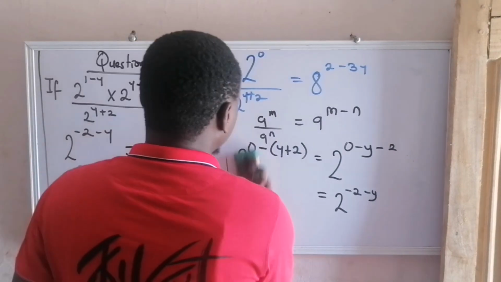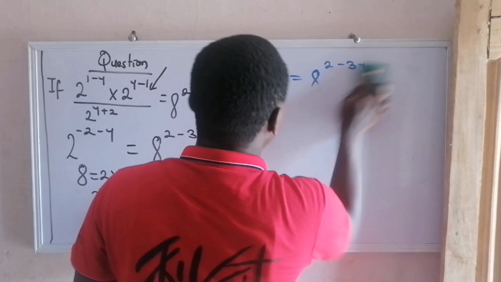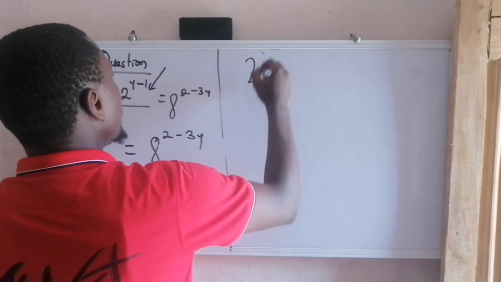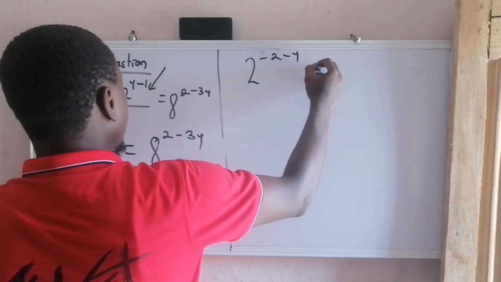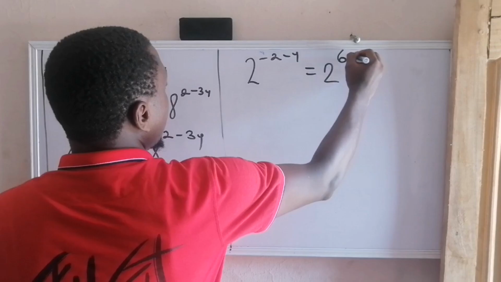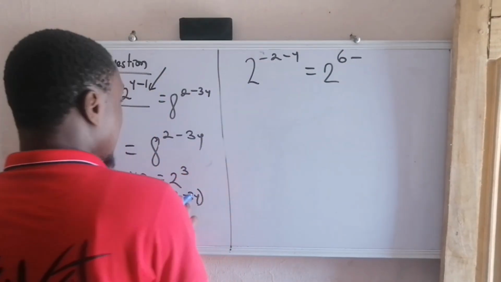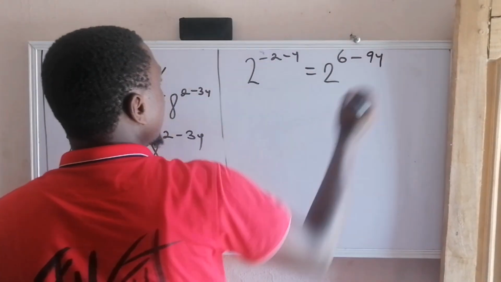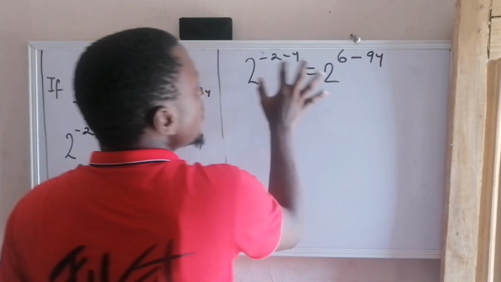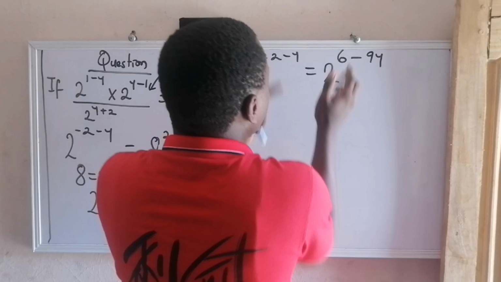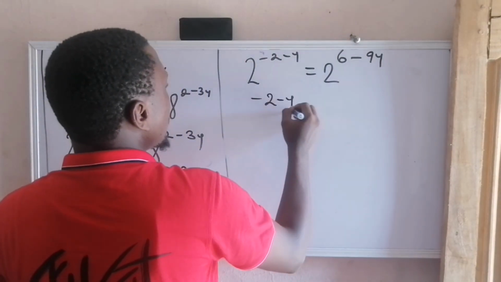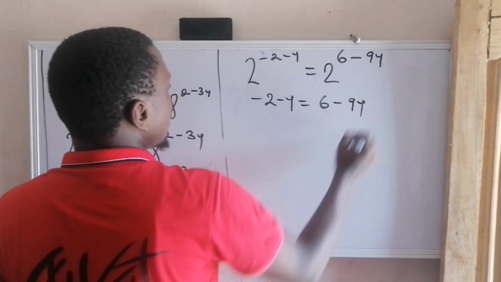Once I've written that, you have your minus 2 minus y equals 2 raised to power 3 times the bracket. So you use this 3 to multiply everything in the bracket. 3 times 2 will be 6, and 3 times minus 3y will be minus 9y. Can you see this? Now, since the bases are equal, you can just equate the powers. So you have minus 2 minus y equals 6 minus 9y.